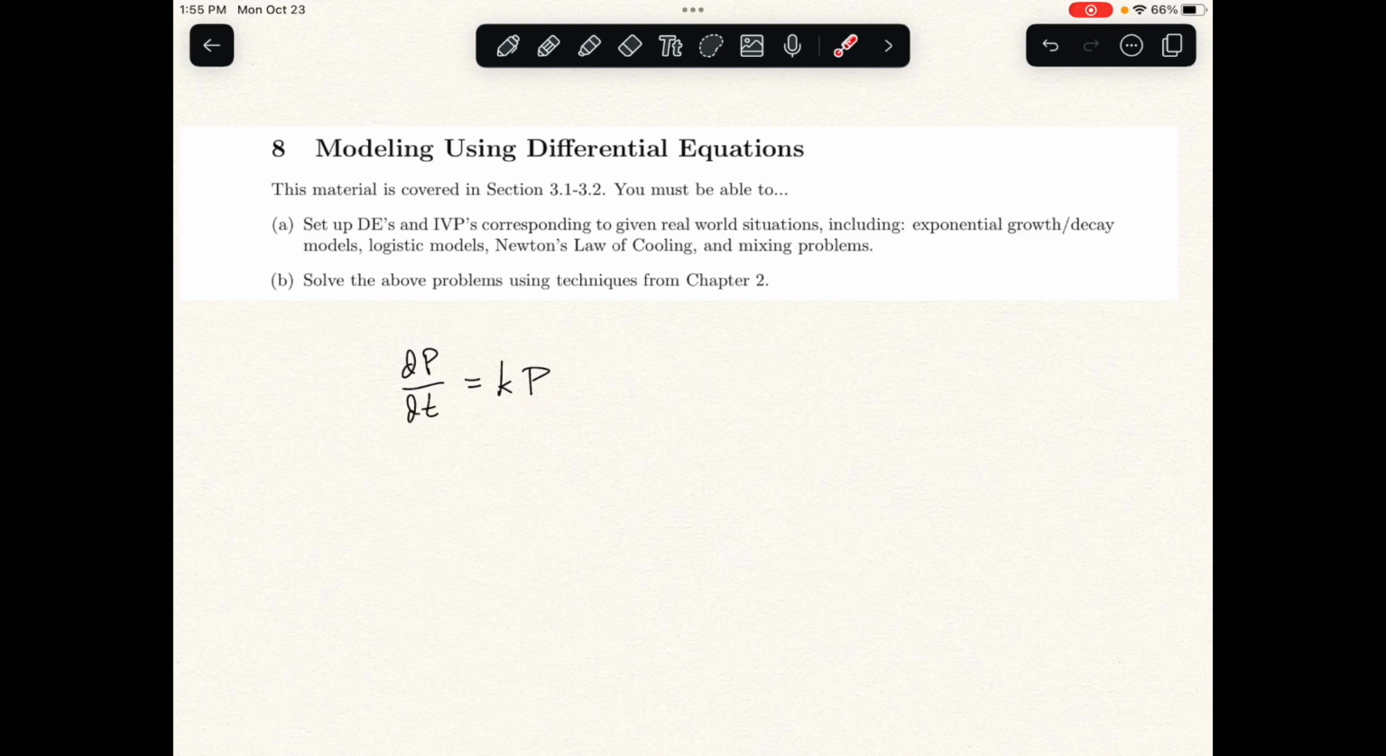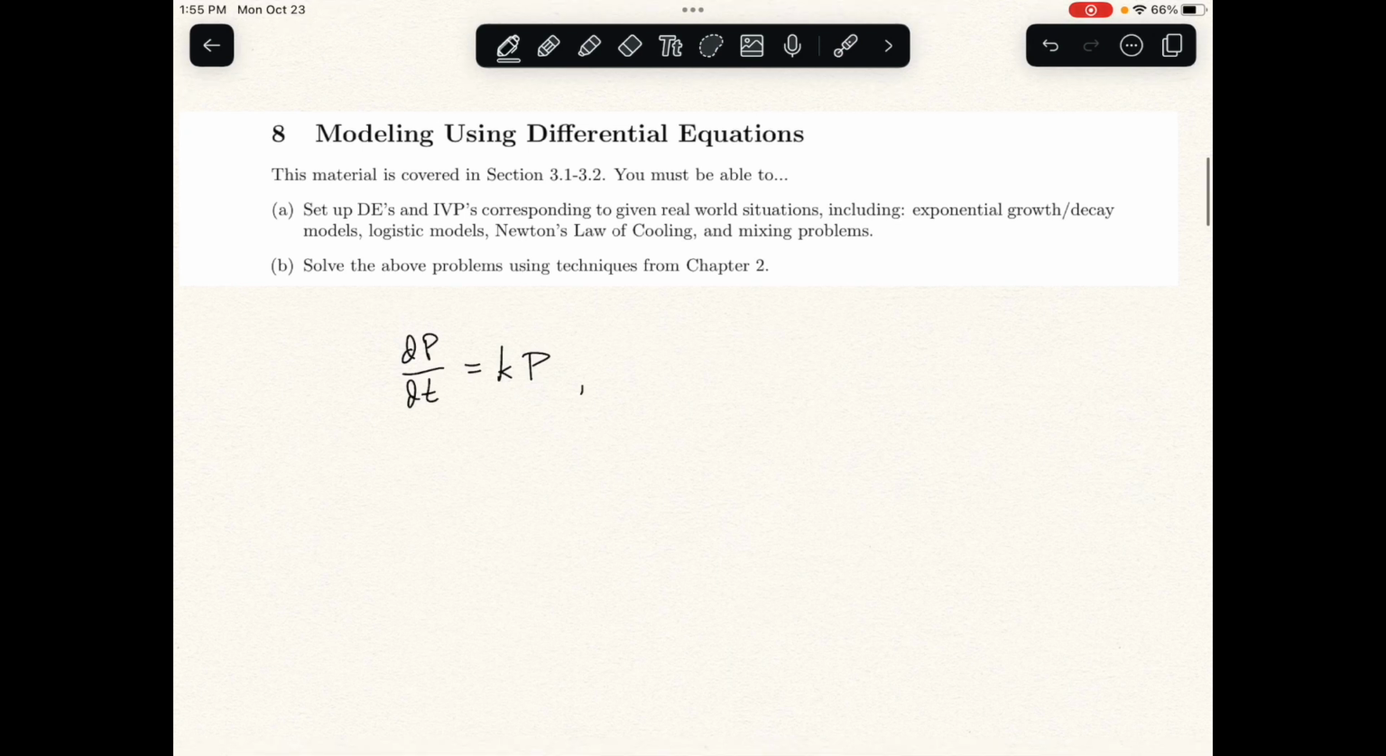So that's your differential equation. And then if it tells you that your initial population is 100, then that tells you that the population at time t equals 0 is equal to 100. So P of 0 equals 100. Now all of a sudden this is an initial value problem.